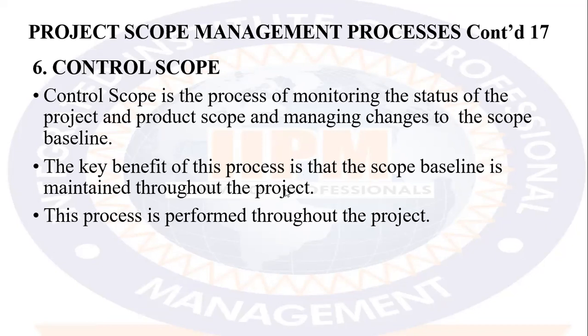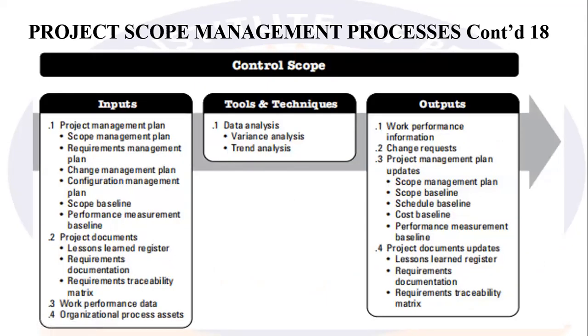Now, quickly, let's look at the inputs. In the input, we have the project management plan, where we have the subsidiary plans such as scope management plan, requirements management plan, change management plan, configuration management plan, scope baseline, performance measurement baseline, and then we have the other one, project documents, where we have the lessons learned register, requirements documentation, requirements traceability matrix, and then we have number 3, work performance data, and then we have the organizational process assets.